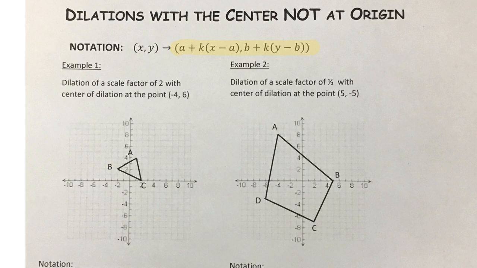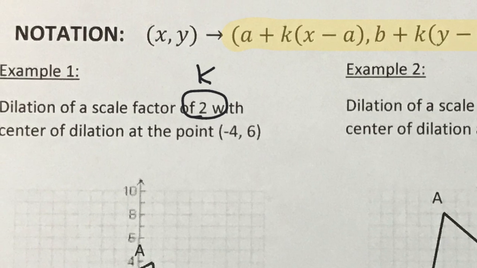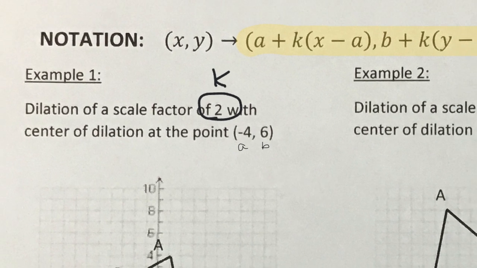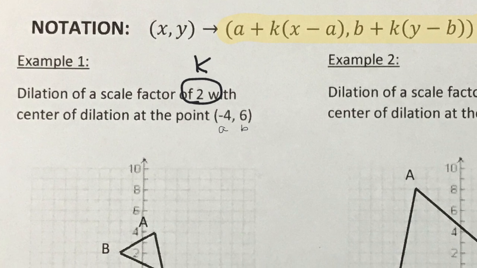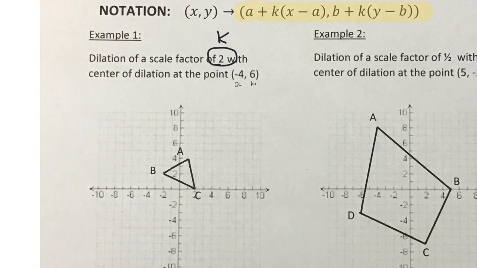Okay, we have a scale factor of 2. That's your K value. And your center of dilation is -4, 6. So this is your A value, and that's your B value. Okay, A and B. So let's try and do this formula, or the notation, with point A. Let's do it down here at the bottom.